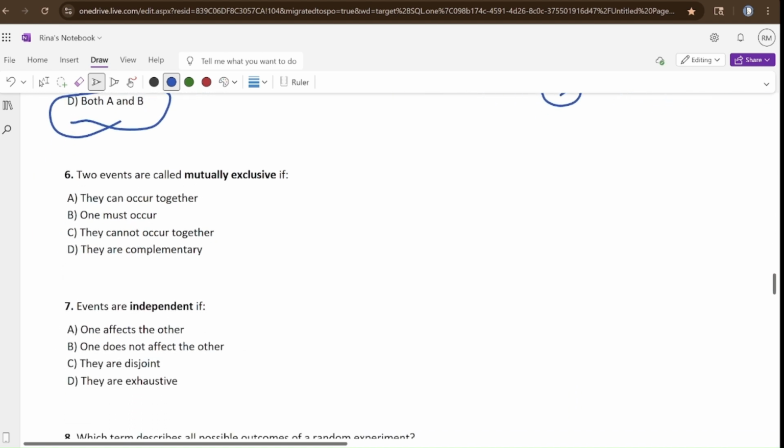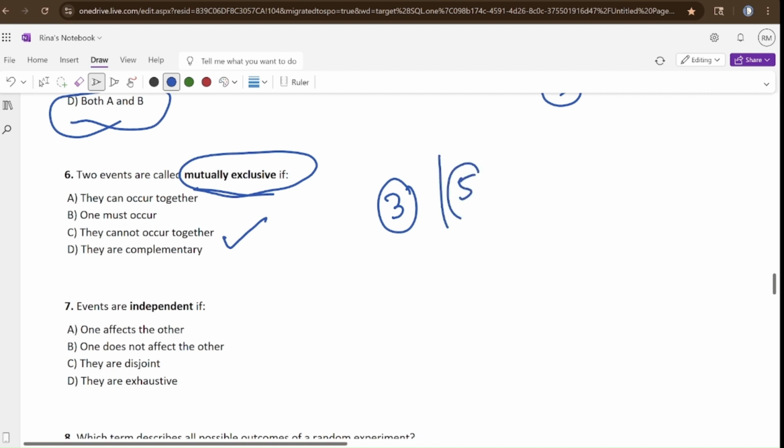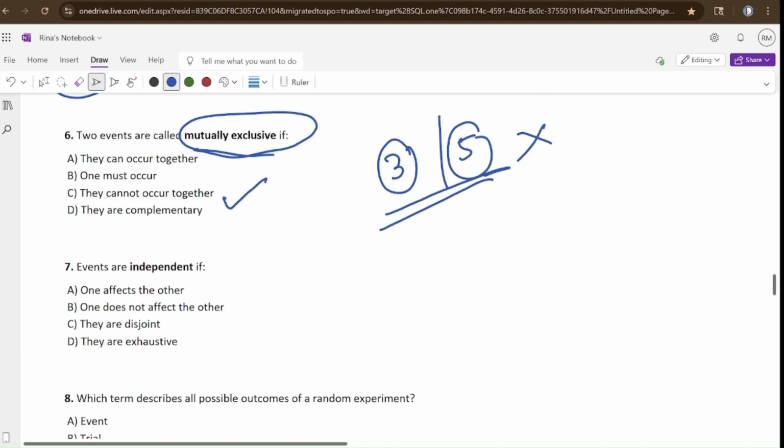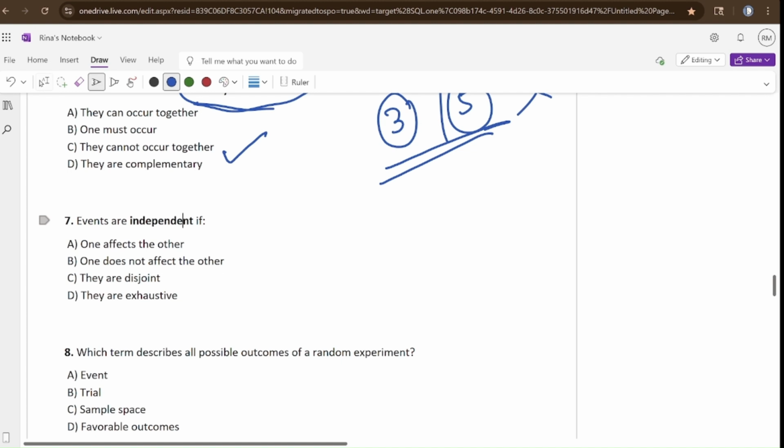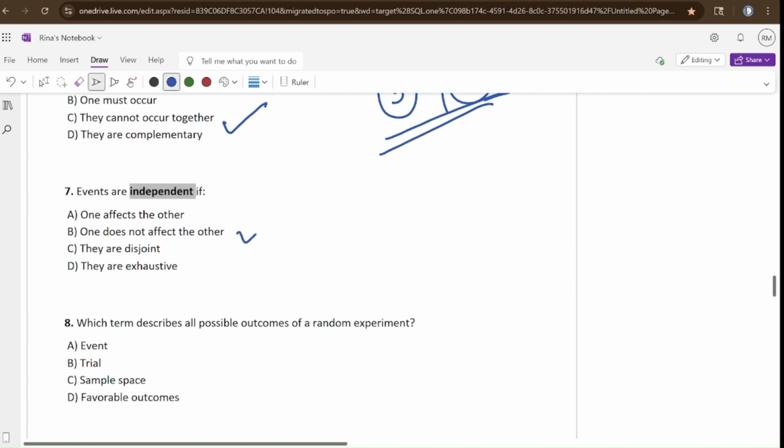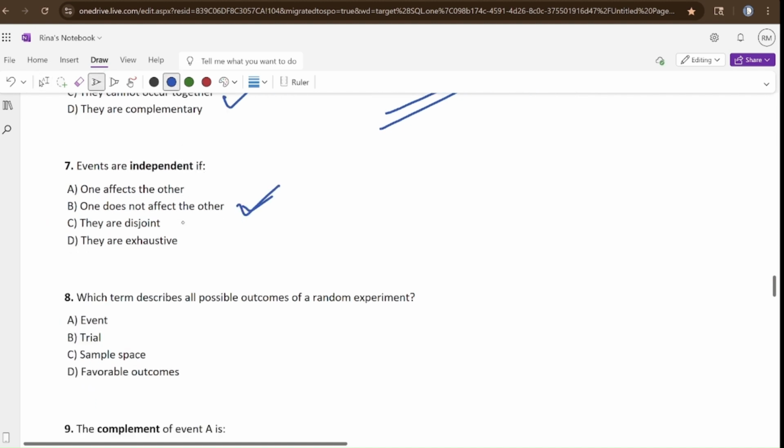Now 2 events are called mutually exclusive if they cannot occur together. Rolling a die and getting a 3 or getting a 5. Can it happen together? No. So that is why they cannot occur together. This is known as mutually exclusive. Okay. Events are independent if one does not affect the other. If it affects, then it is dependent.